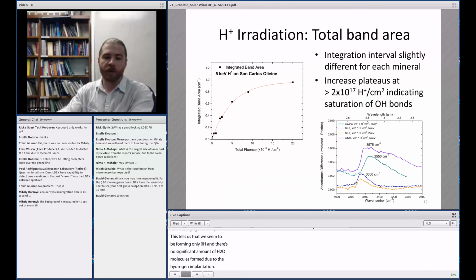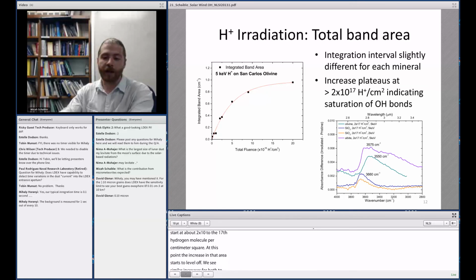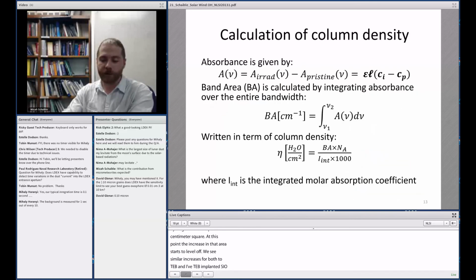So as we implant our materials with the hydrogen, we see that there's a general drop-off in the increase in band area, and we see a plateau start at about 2 times 10 to the 17 hydrogen molecules per centimeter squared. At this point, the increase in band area starts to level off. We see similar increases for both 2 kV and 5 kV implanted SiO2, as well as the olivine and another mineral, albite.